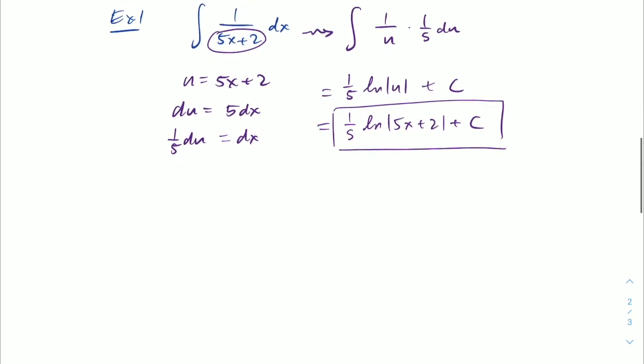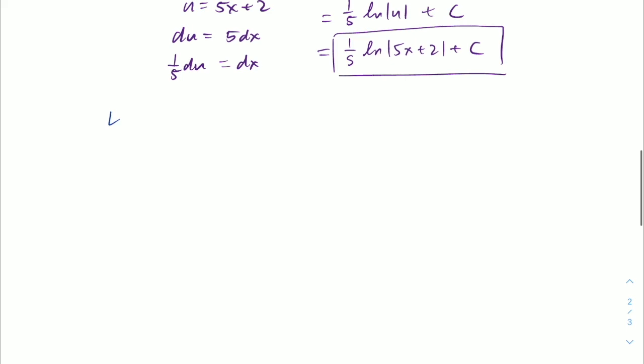All right, let's do another example. So in this problem, we have e to the 2x over 4 plus e to the 2x. Okay, so this one's a little tricky. You might have to think about it for a bit. I encourage you to stop the video and spend a few minutes thinking about how to do this problem.